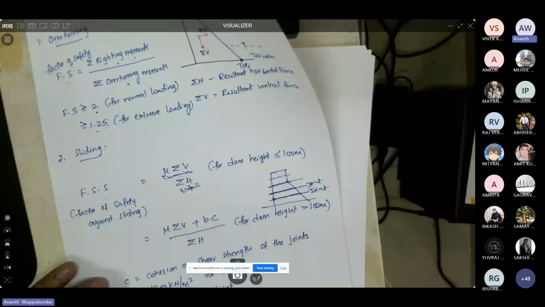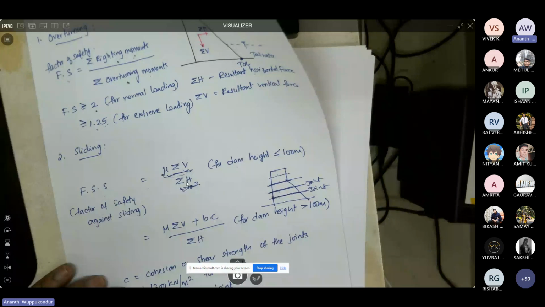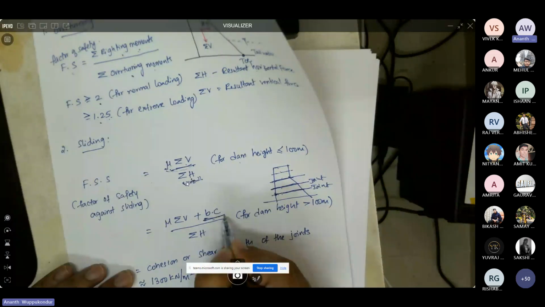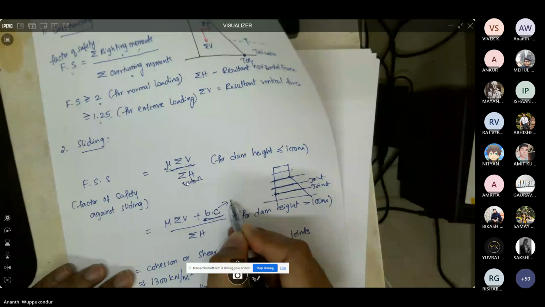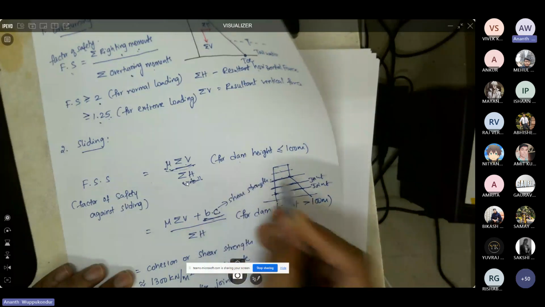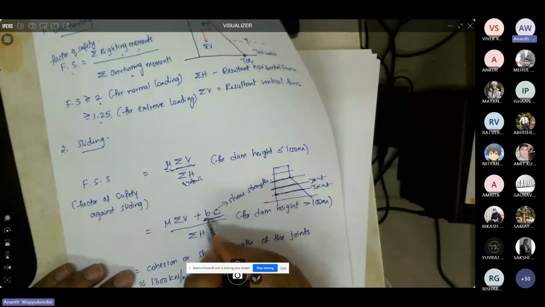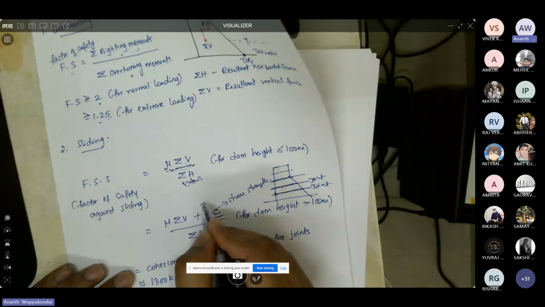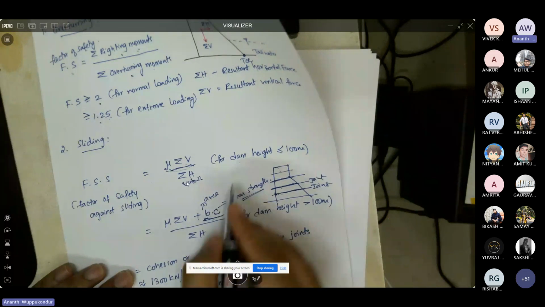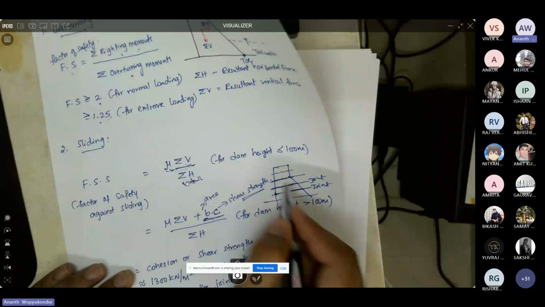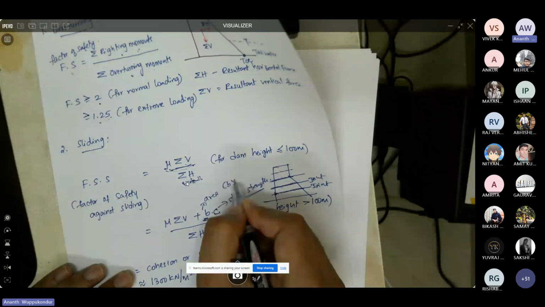And these joints are also going to provide some frictional resistance or shear resistance against the horizontal forces. So for very high dams, you can consider the frictional or shear strength because of the joints as well. C is the shear strength of the joint material, multiplied by the cross-sectional area on which this shear strength is acting. Here, because we are considering per unit length of the dam, the area is B times 1. So it simply becomes B, multiplied by the shear strength of the joint.